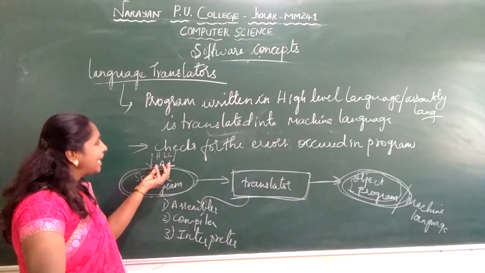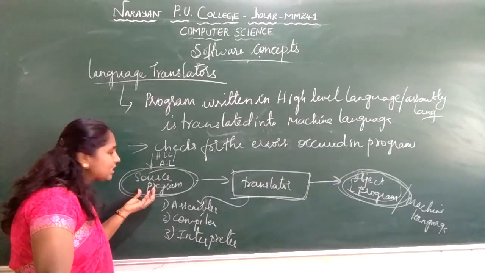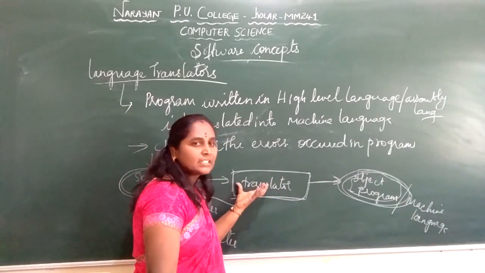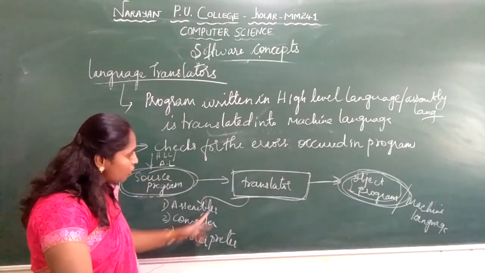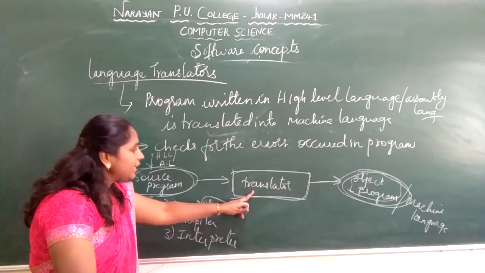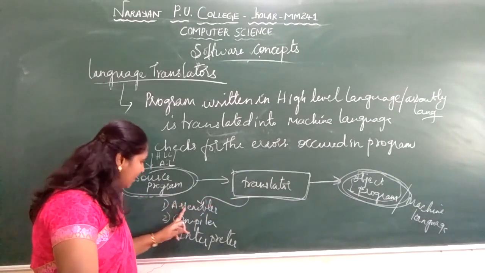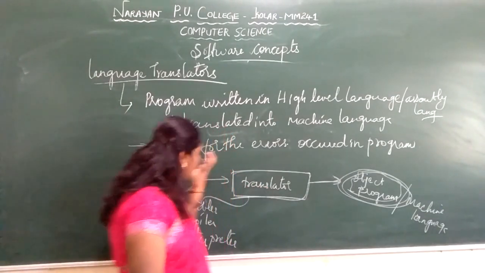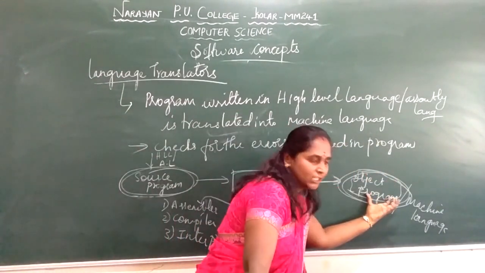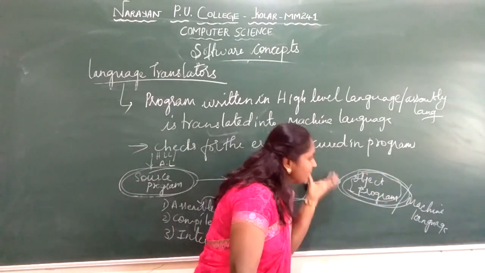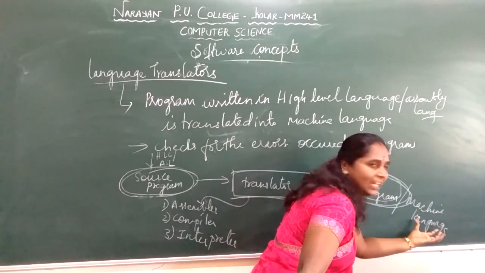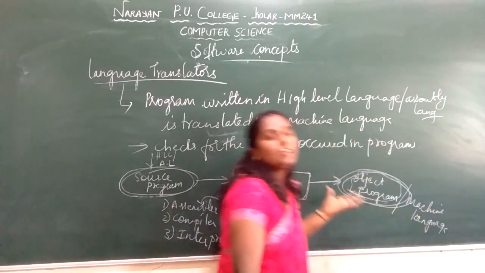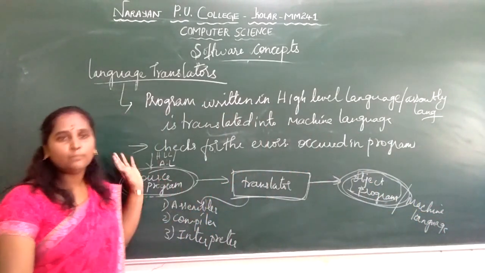high level language or assembly level language, that we call as the source program. Next, using a translator, you are using any one of these three translators. The three types of translator are assembler, compiler, interpreter. Using this translator, you are converting a source program to an object program. This object program is nothing but a machine language, which is understandable by your system.